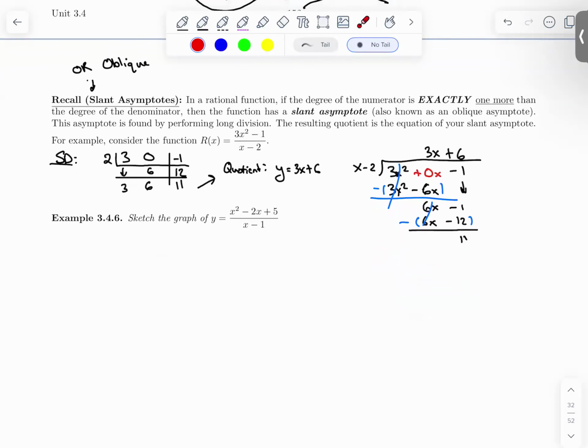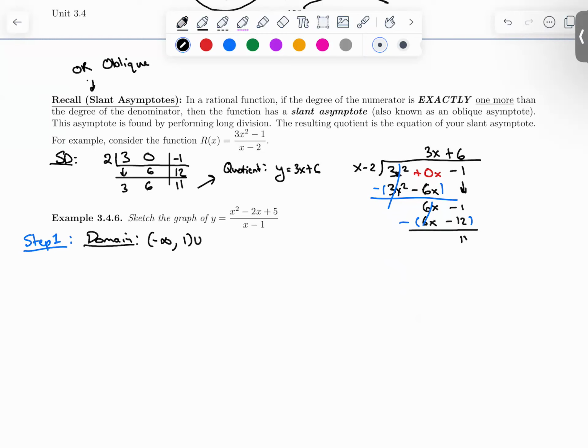So for this one right here, we're going to sketch the graph of this function, y equals x squared minus 2x plus 5 over x minus 1. So we're going to start with step 1. The domain, if you really want to write it, but it kind of just pops up naturally, is negative infinity to 1, union 1 to positive infinity, simply because we cannot have the denominator equaling 0. That's the only issue, when x is equal to 1. So that's why the domain is that.